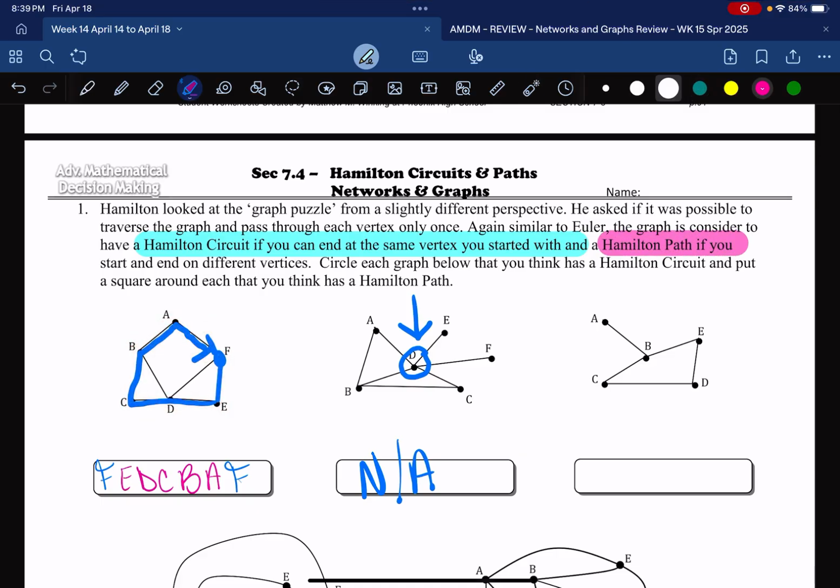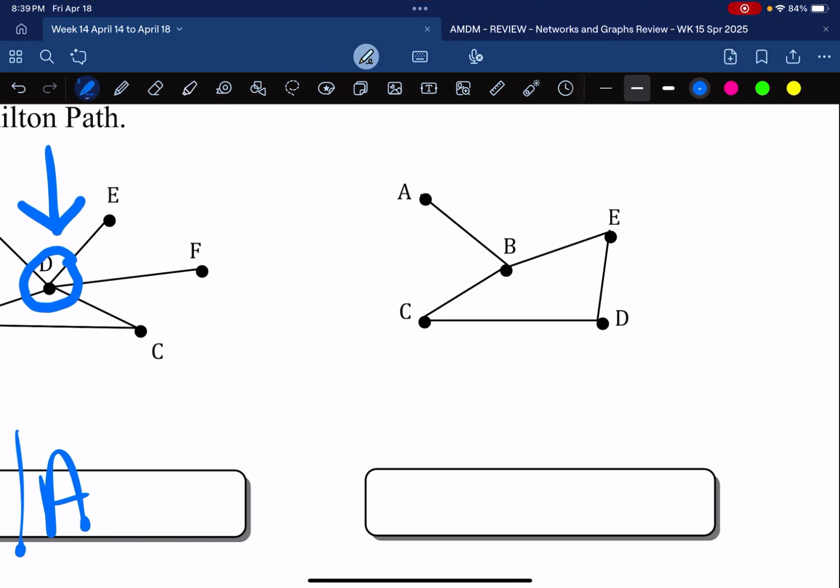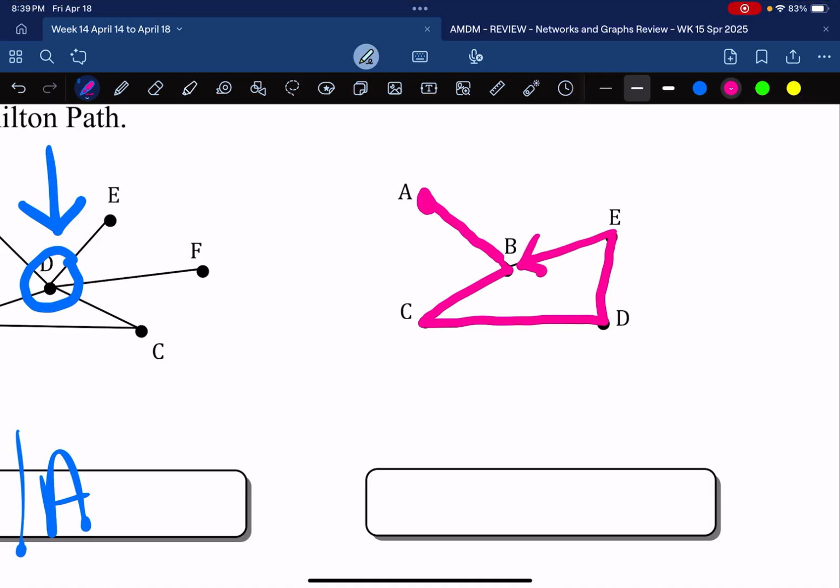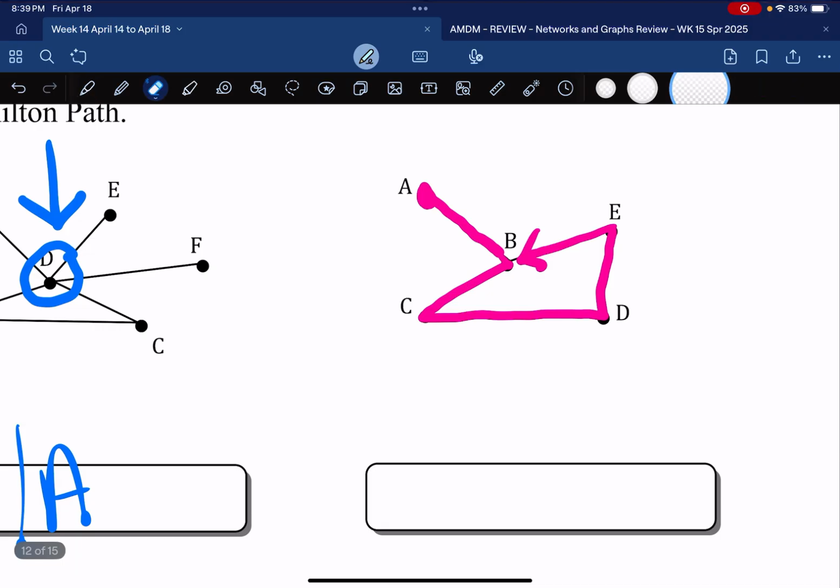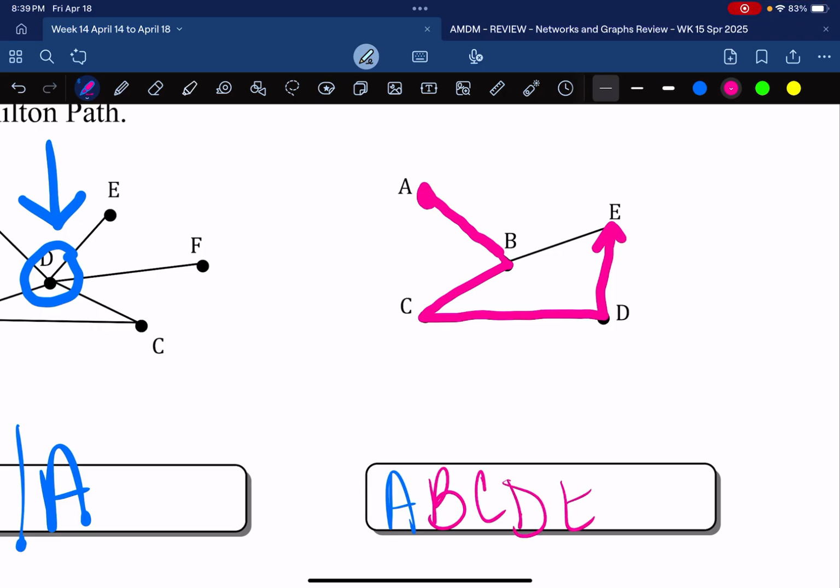Now we're going to talk about Hamilton's path, is where you start and end at two different vertexes. If I start here at A, I can go to B, C, D, E. Now, if I wanted to try to go back to A, I would have to go here to B again, and that's not a thing. Remember, we cannot go back to vertexes that we've already went to. So I'm going to have to end here at E, which means my starting point, which is A, then I went to B, C, D, and E.